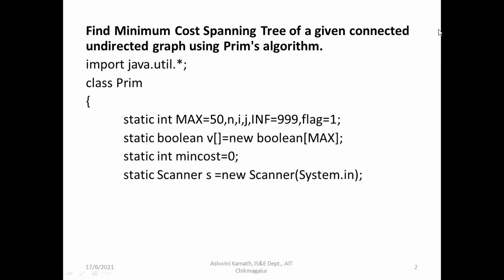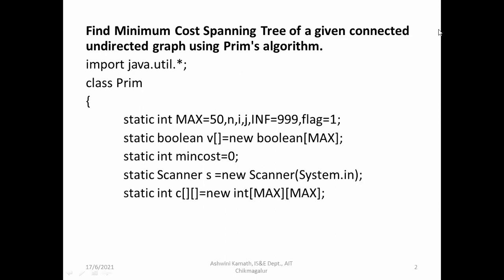Then static Scanner s is equal to new Scanner of System.in. I told you this class will create an object which will point to the stream. From the input stream, we can read the input. System.in means it is the input stream. So we are creating an object of this type for reading the input from the input stream. Whatever you enter from the keyboard will be stored in the input stream.